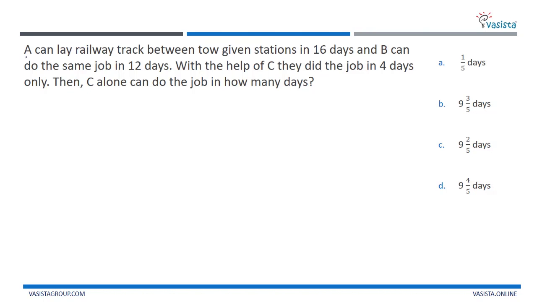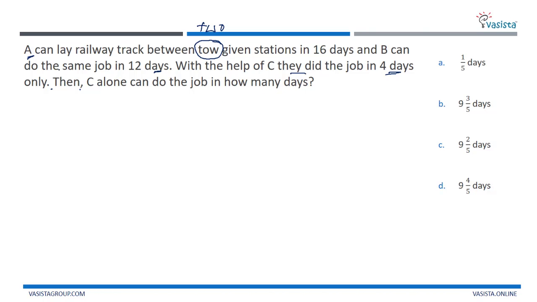A can lay a railway track between two given stations in 16 days, right? So B can do the same job in 12 days. With the help of C, they did the job in 4 days only. Then C alone can do the job in how many days? This is the thing, right?